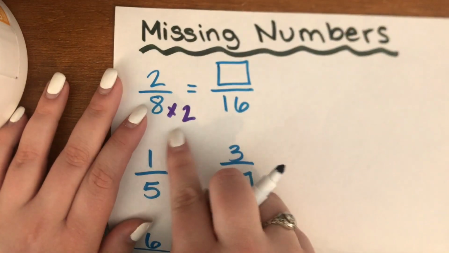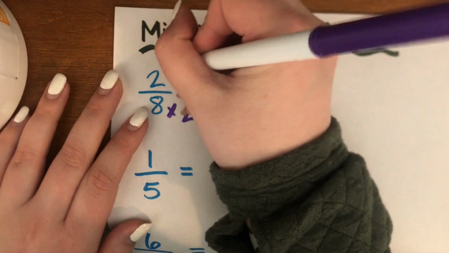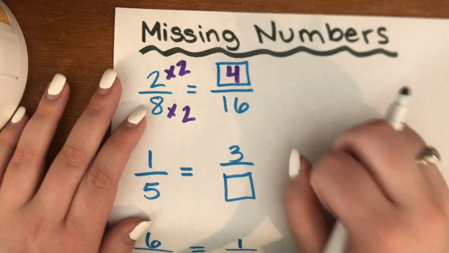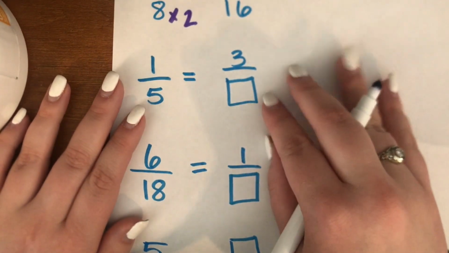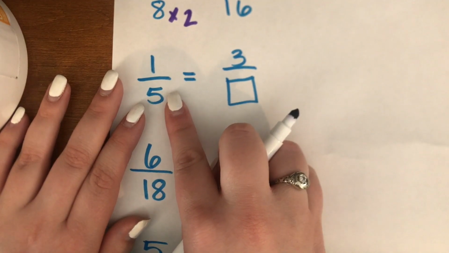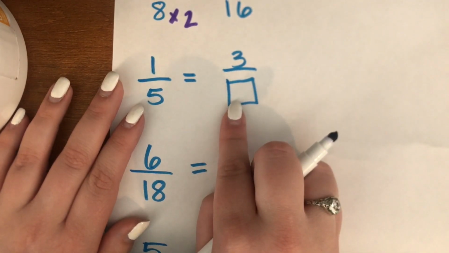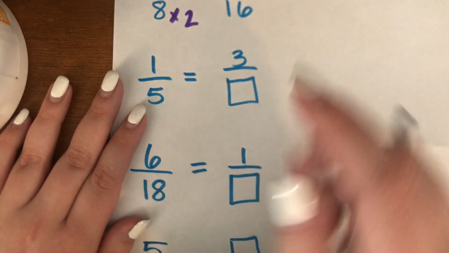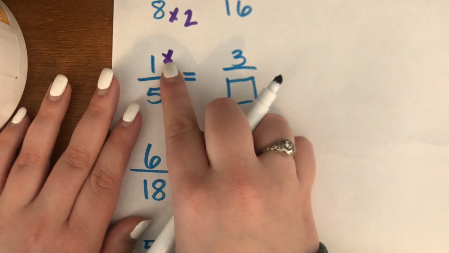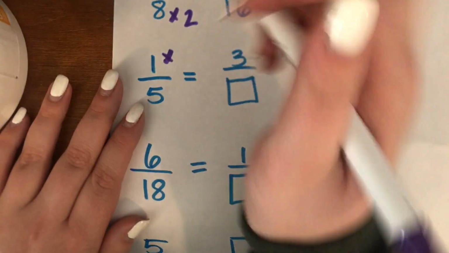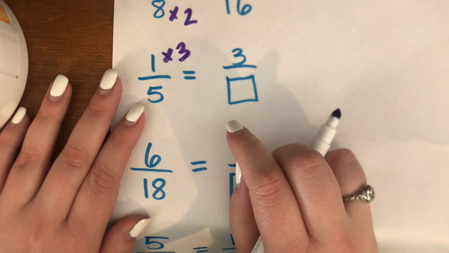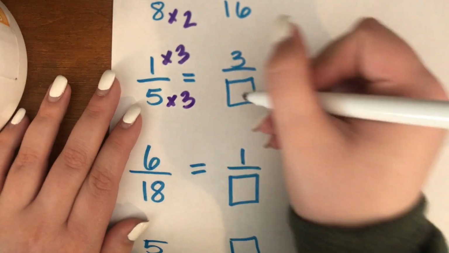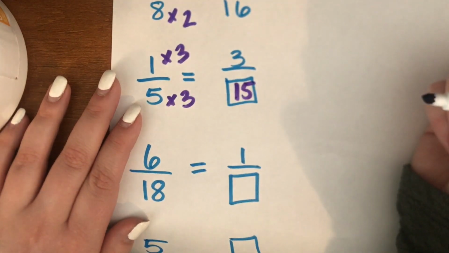So now whatever you do to the bottom, you do to the top. 2 times 2 equals 4. I just found my missing number. And we'll do the same here. 1/5 is equivalent to 3 over what? Well, I noticed the numbers in the numerator increased from 1 to 3, which means they multiplied. 1 times what equals 3? 1 times 3 equals 3. So whatever you do to the top, you do to the bottom. So 5 times 3 equals 15.